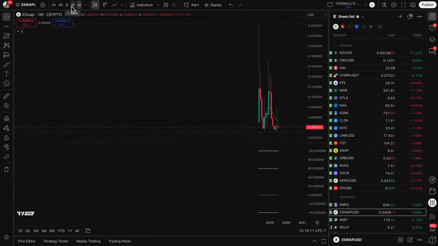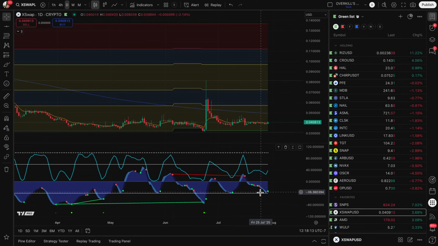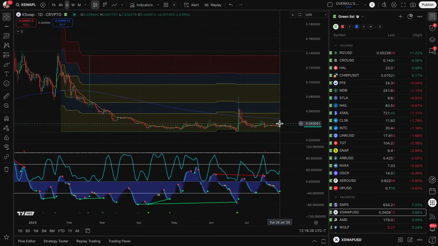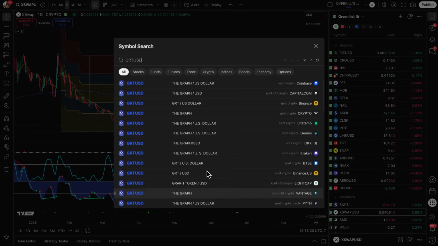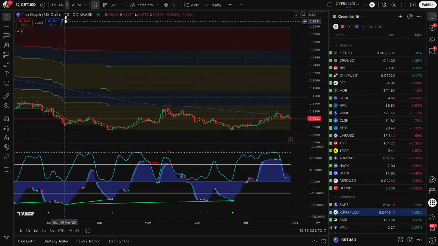Don't have any data on the monthly, so we have to play the daily here, and we're buying these green dots. You can see we've gotten a ton of green dots over the last couple of months, and they all came at these prices. So this is telling you that, hey, right down here is the bottom. Okay, we're not letting it go below this price. So I like XSwap a lot. I think that one's like a $5 million market cap. So it's a really small project with a lot of potential.